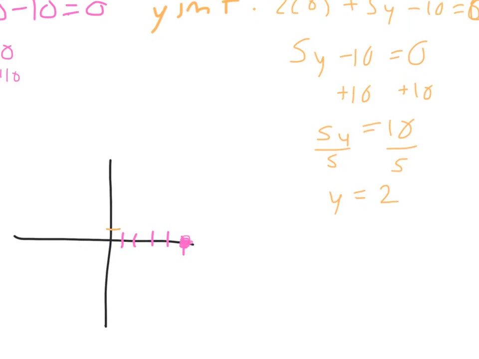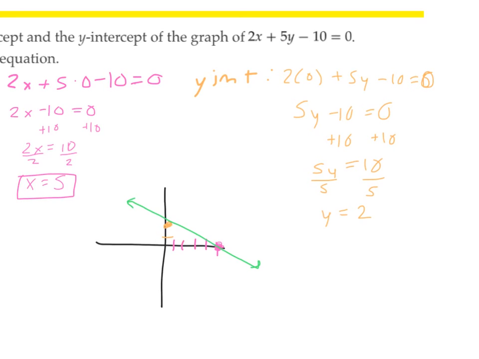So we just need to go up 2. We know our graph is going to cross right there. So once we have our 2 points, we just connect them with our line. So our graph of 2x plus 5y minus 10 is this green line here.